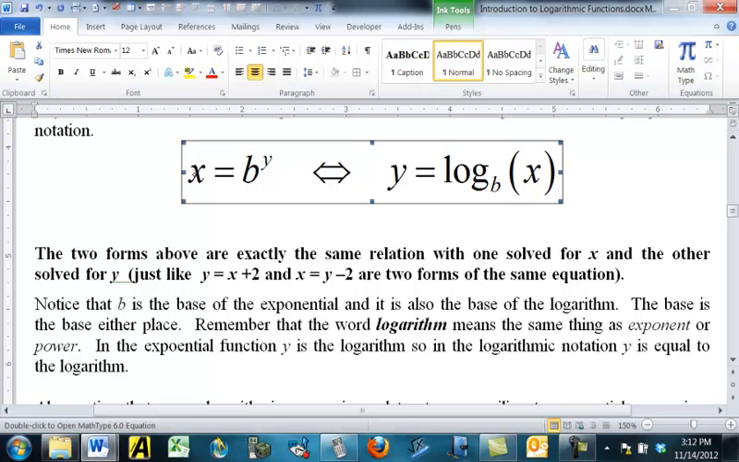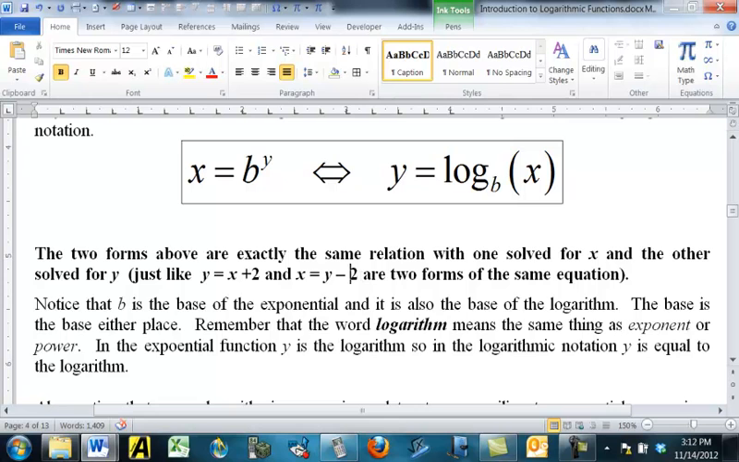So notice the x is by itself on the left equation, so it can't be the one by itself on the right. The y is the one by itself on the right, and of course y is not by itself on the left. So one is solved for x, one is solved for y. These are exactly the same relation. These are the same set of points either way.